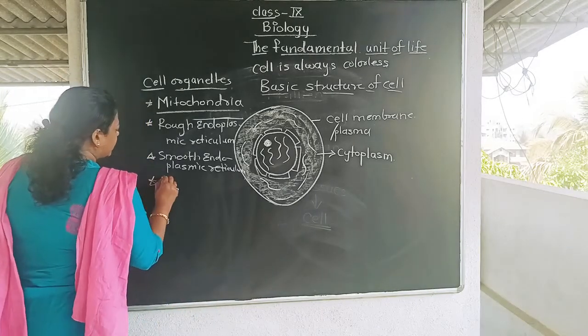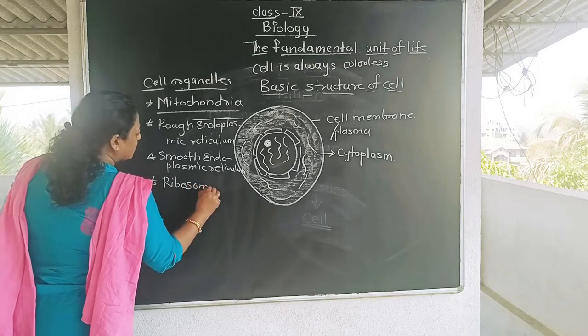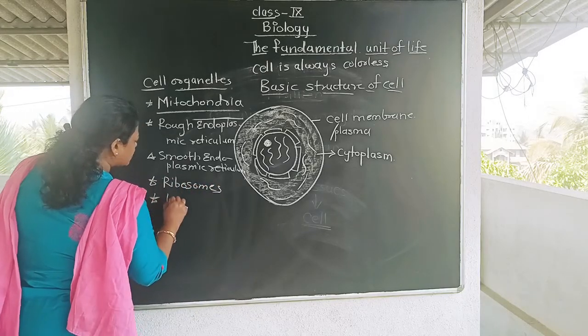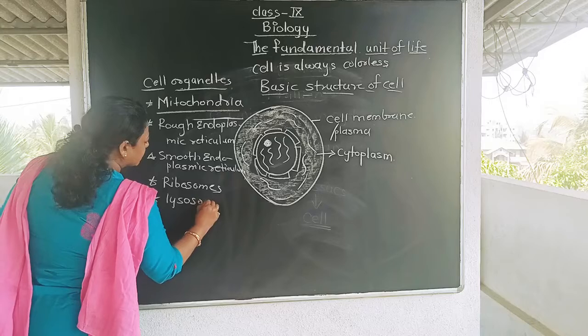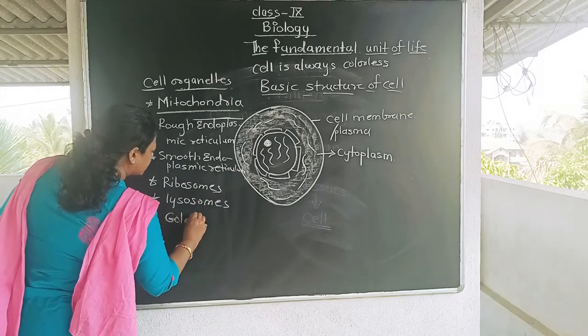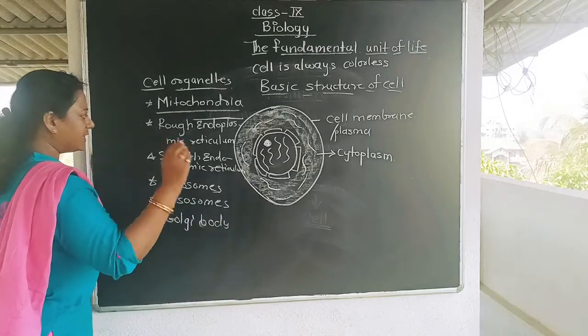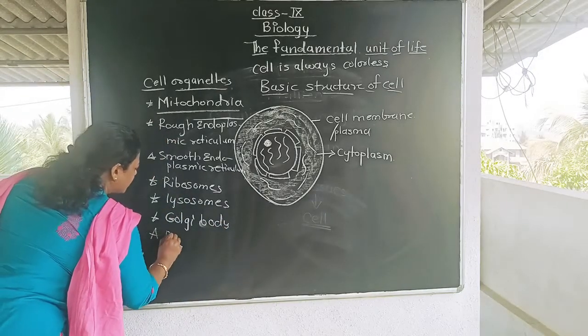Then you will have ribosomes. Then you will have lysosomes. Then you will have the Golgi apparatus, Golgi body. Then you will have peroxisomes.